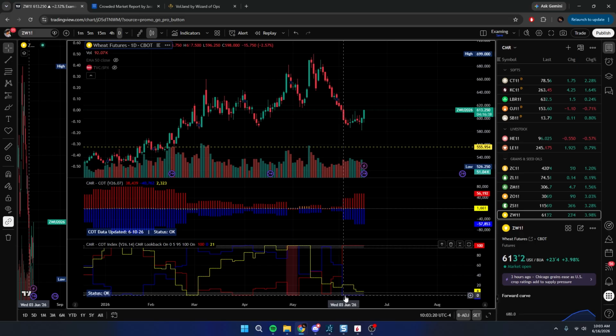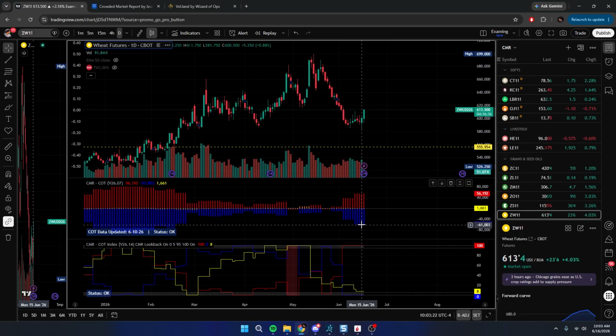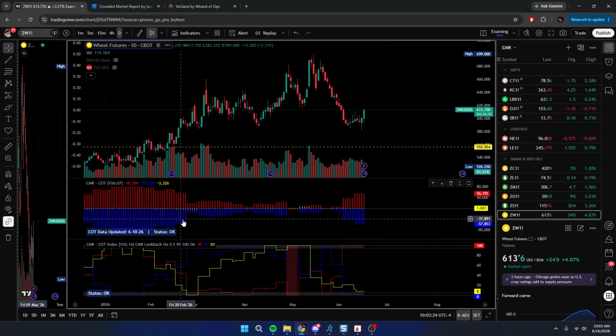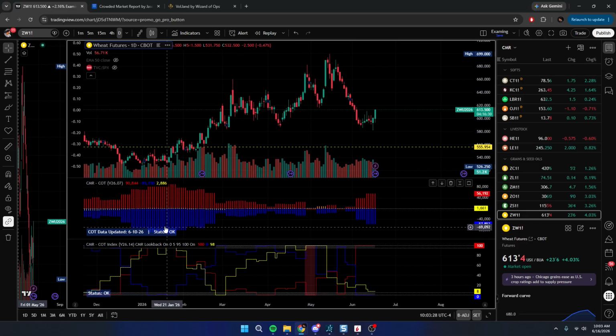Large speculators, the blue bar, they've been as short as they've been. Again, this makes sense, and this is why I think it's a 3-month look back period, because obviously they were more short back here, right? And commercials were more long back here. So this has to be a 3-month look back period.